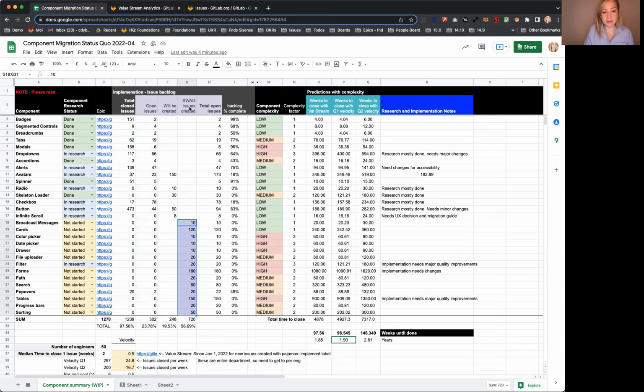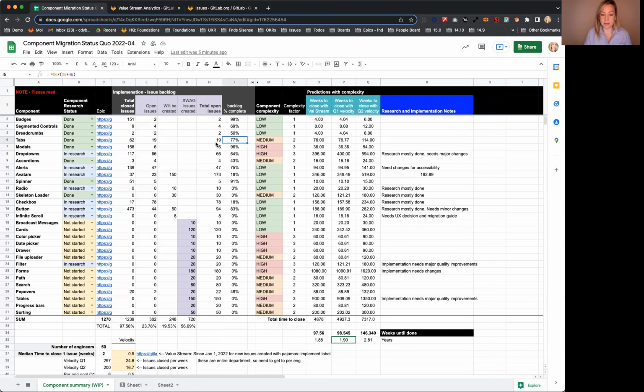And these are, I put swag on them. They're just wild guesses. Currently, they're like educated wild guesses. We do actually have to do the research to know how many. So what we get from there is the total open issues and the percentage of the backlog complete off of closed versus total, including all of the upcoming.